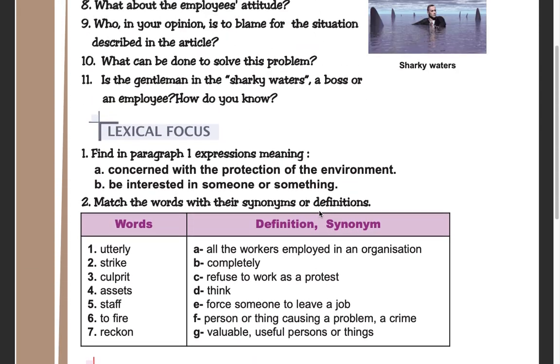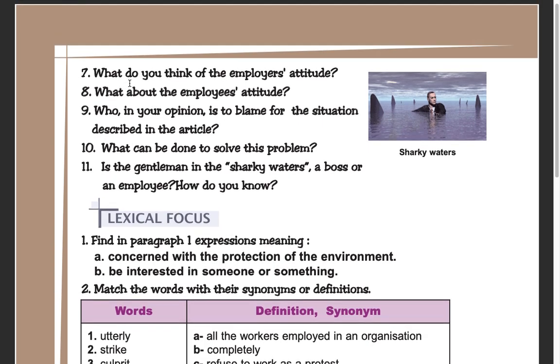Moving on to the following. What do you think of the employer's attitude?